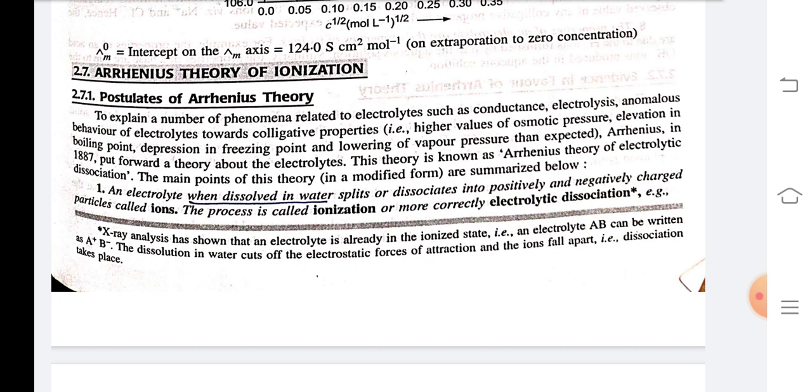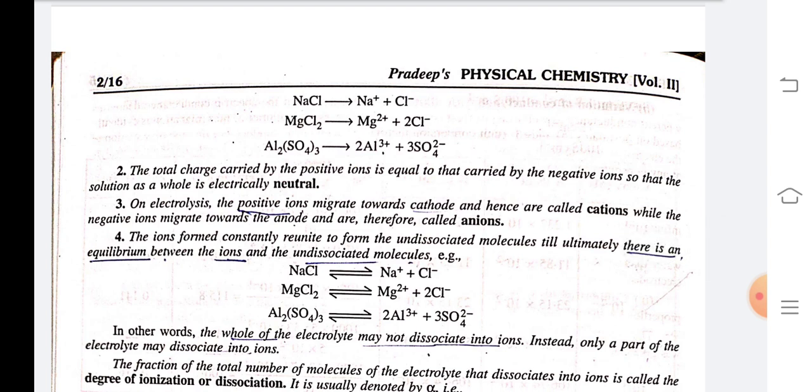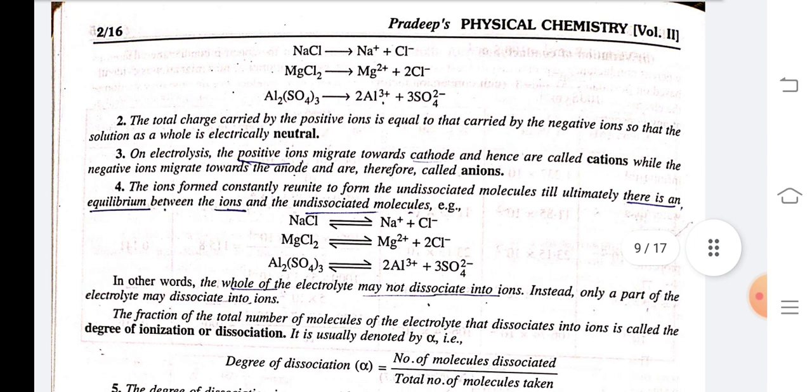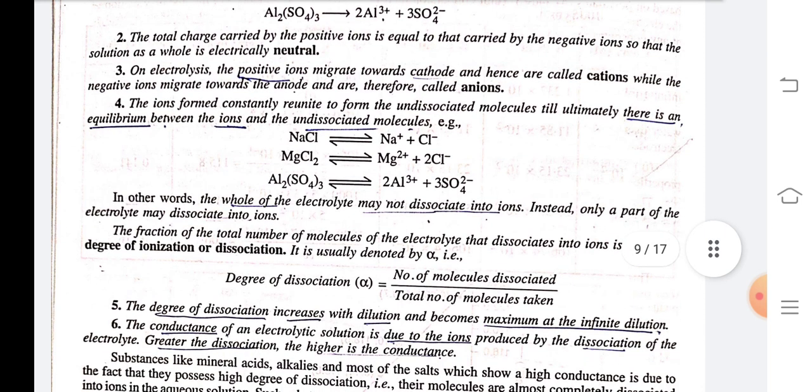1. An electrolyte, when dissolved in water, splits or dissociates into positively and negatively charged particles called ions. The process is called ionization, or more correctly, electrolytic dissociation. Example: NaCl gives Na+ plus Cl−, MgCl2 gives Mg2+ plus 2Cl−, Al2(SO4)3 gives 2Al3+ plus 3SO4 2−. 2. The total charge carried by the positive ions is equal to that carried by the negative ions, so that the solution as a whole is electrically neutral.